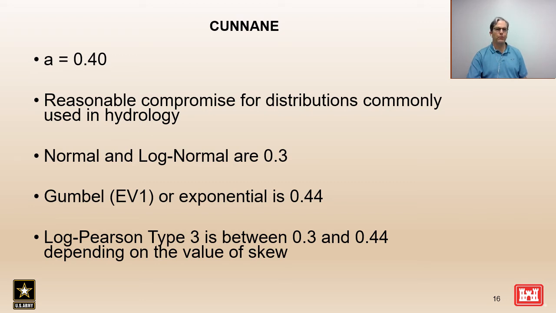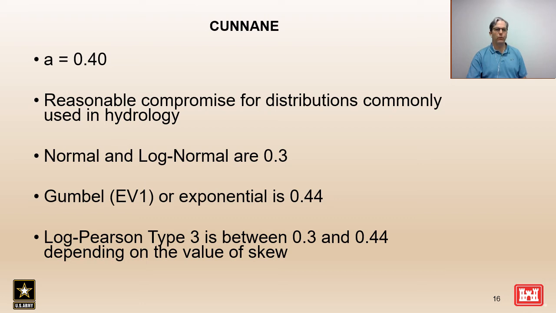Well, as we saw with the Blom formula, for normal and log normal distributions, the A value should be 0.3. We also saw with the Gringorten formula that for Gumbel distributions and exponential distributions, an appropriate value for A is 0.44. The log Pearson type 3 distribution should be somewhere between these two values, depending on the value of skew. When skew is equal to 0, the log Pearson type 3 defaults to a log normal, and the A parameter should be closer to 0.3.